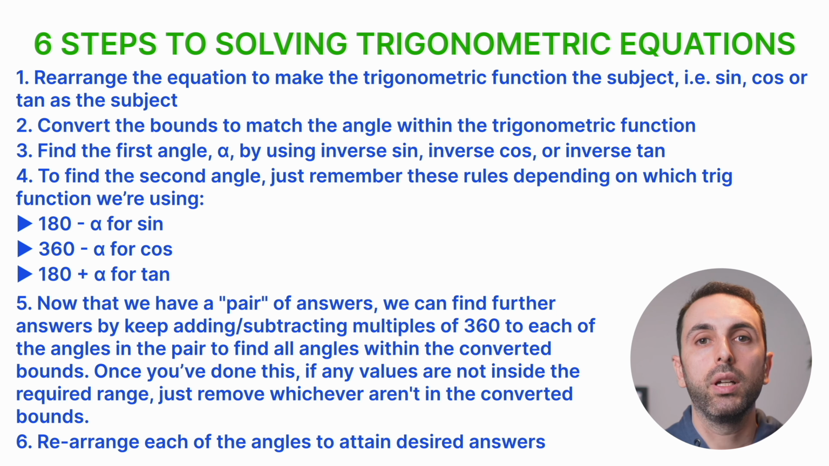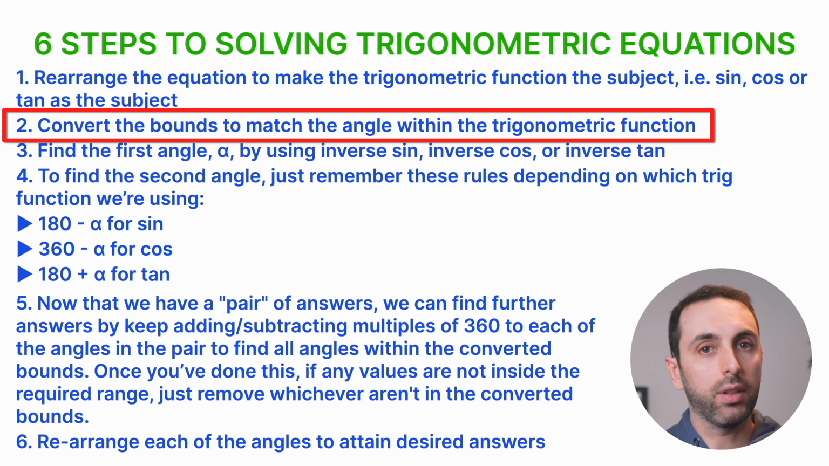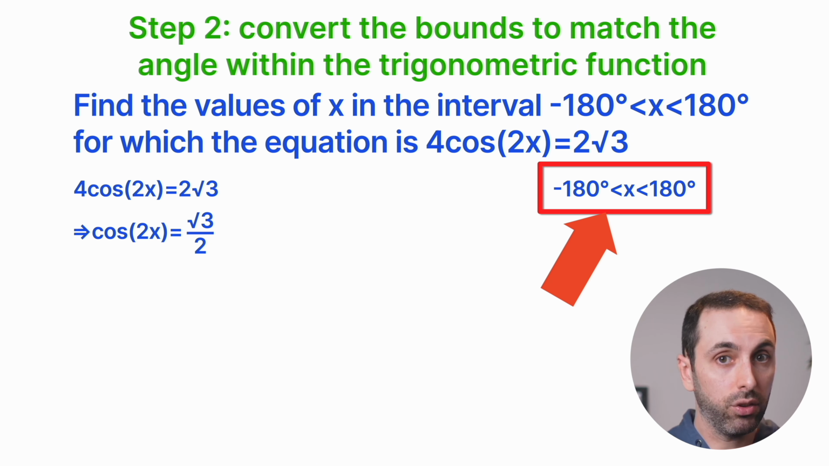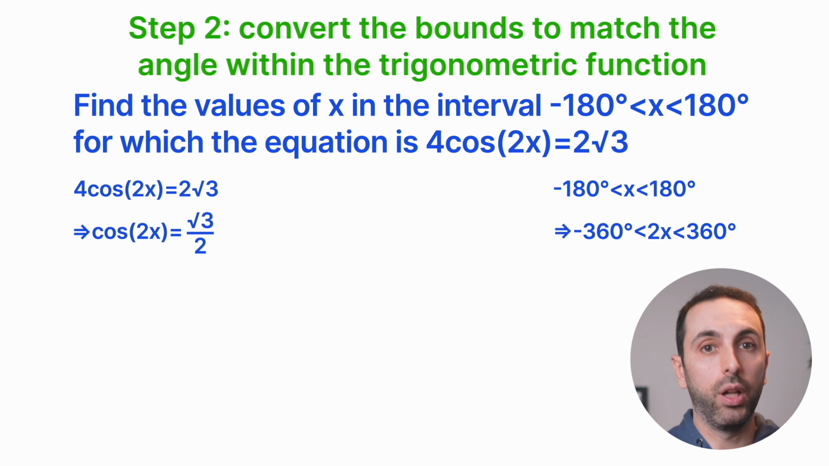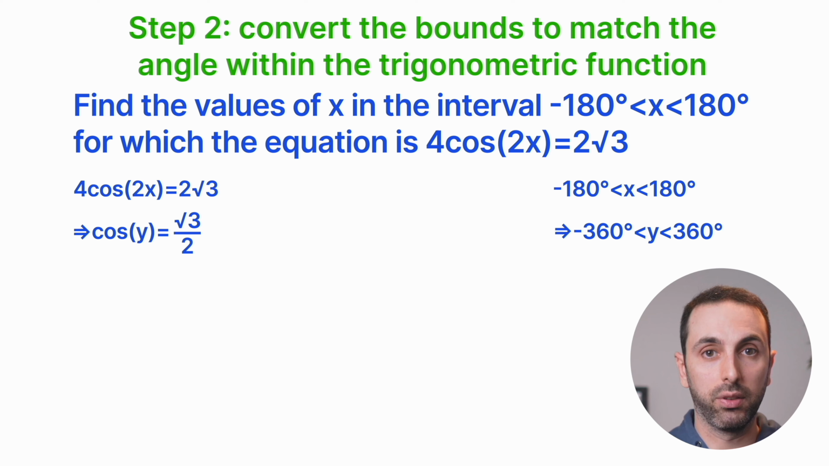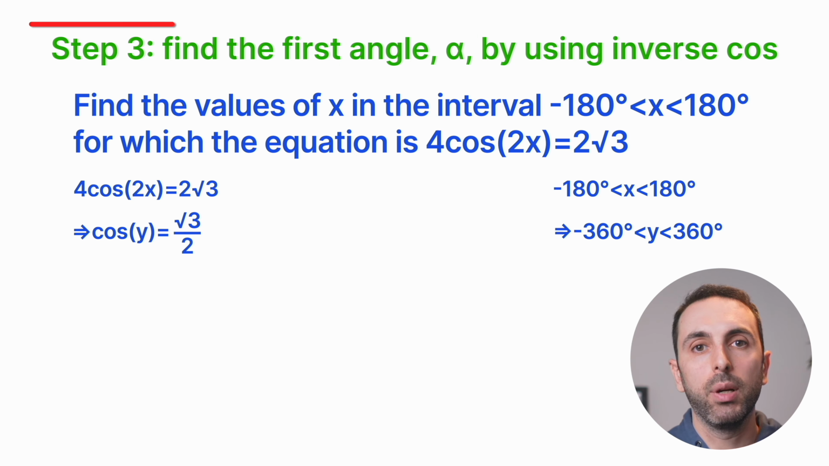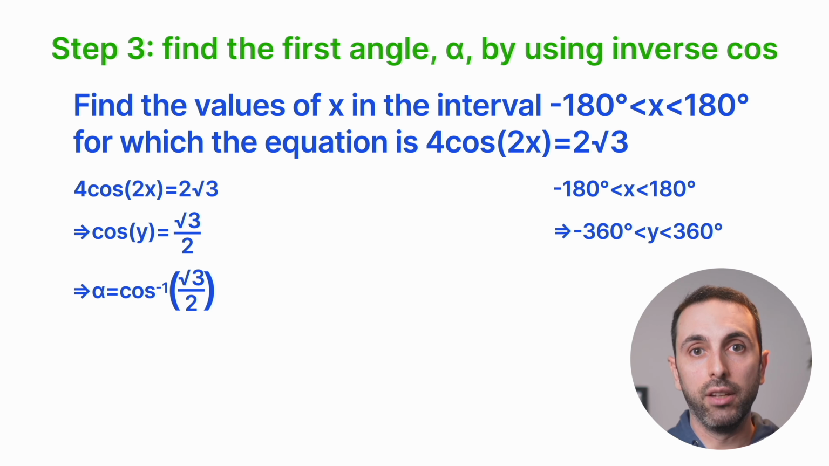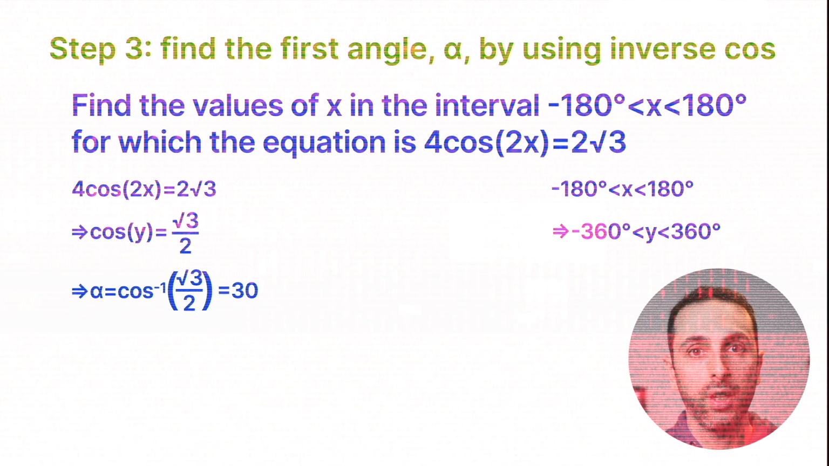Looking at the second step, it says that we need to convert the bounds, like last time. So we'll now multiply all the values in the bounds by 2 to ensure that the new bounds are the following. And like last time, I'm going to replace the 2x with y for the trig function and bounds. Looking at the third step, I'm just going to apply inverse cos to root 3 over 2 in order to find the first angle, which is 30 degrees.